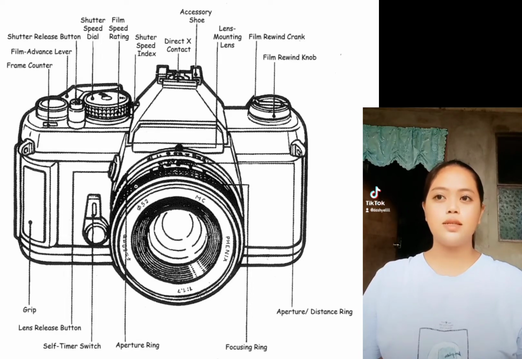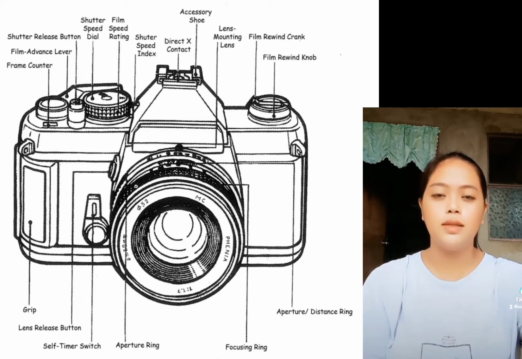Focusing ring. This is a section of the lens that rotates to allow the photographer to focus the image. On automatic cameras, this ring is moved by a small motor within the lens whenever you press the shutter release button halfway down. For manual focus, you will turn the ring until the image comes into focus.